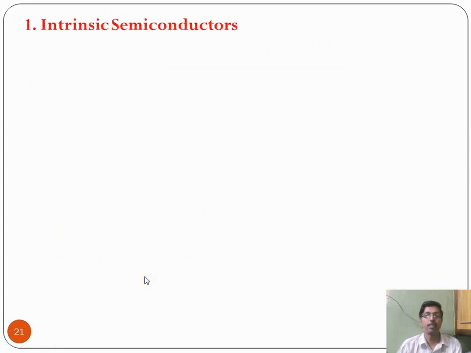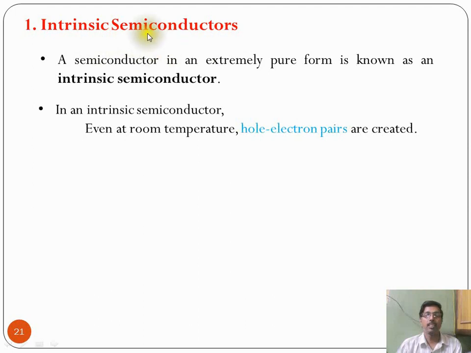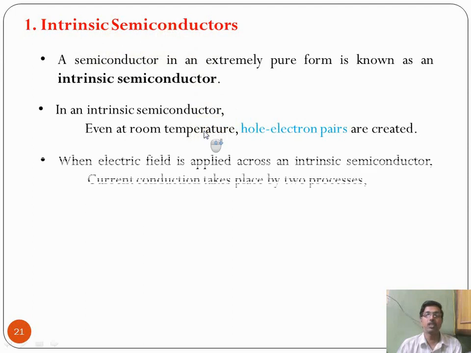Now let me explain in detail about intrinsic semiconductors. It is an extremely pure form of a semiconductor and it is known as intrinsic semiconductor. Even at room temperature, this intrinsic semiconductor creates electron hole pairs. When we apply an external electric field across an intrinsic semiconductor, current conduction takes place by two processes. One is by free electrons and another one is by holes.